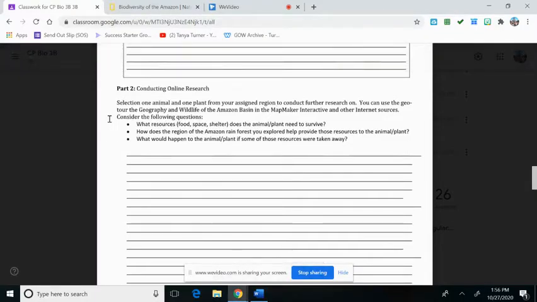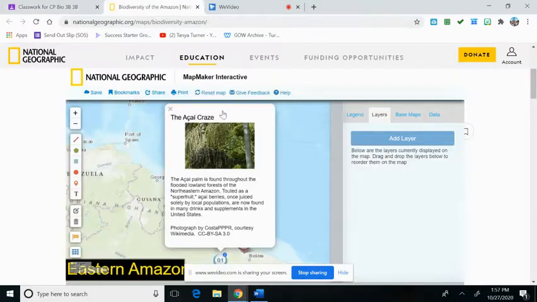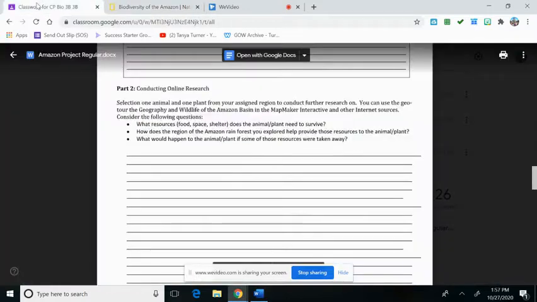The next portion of our Amazon Rainforest project is part 2, conducting online research. From your part 1, you're going to select one animal and one plant from the region that you looked at. So I looked at the eastern region, and you're going to conduct further research on it. You can use the GeoTour on the Geography and Wildlife of the Amazon Basin in MapMaker Interactive. So that's basically just this that we used last time. Or you can use other internet sources.